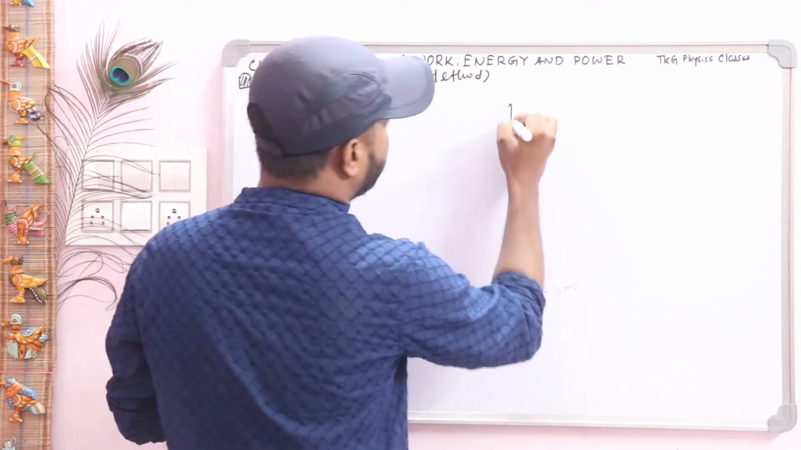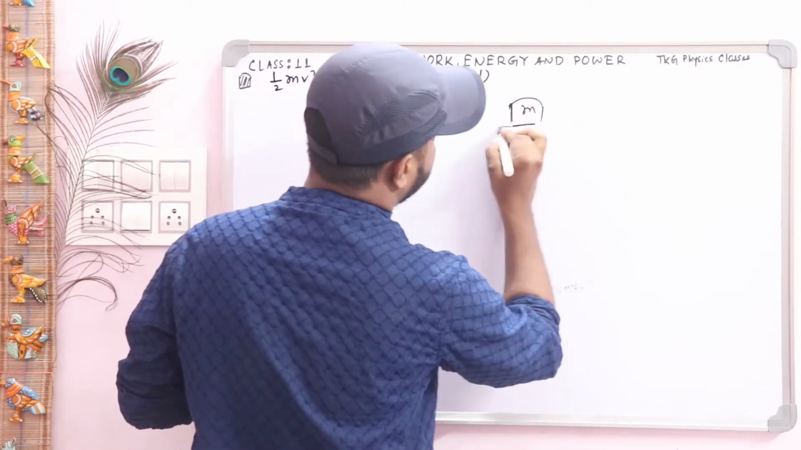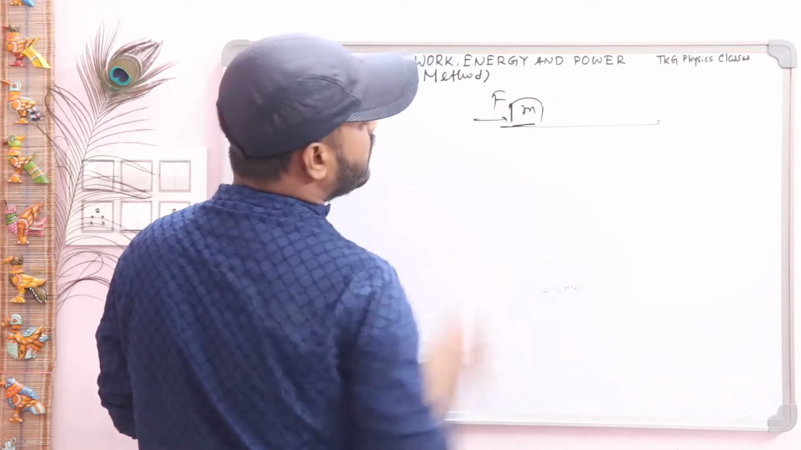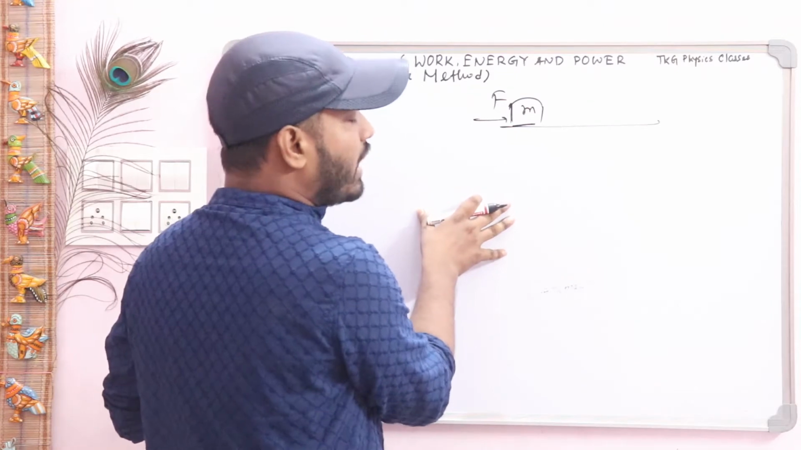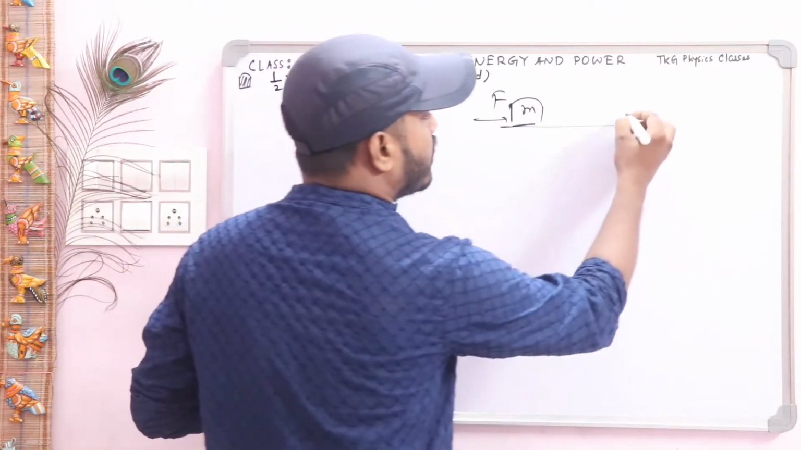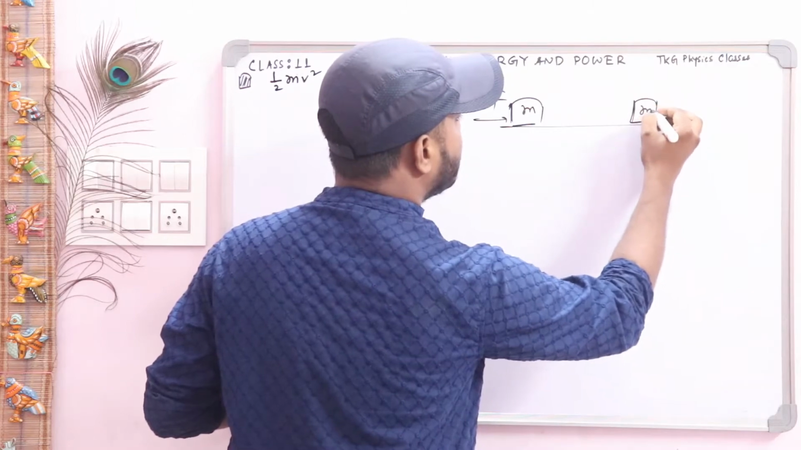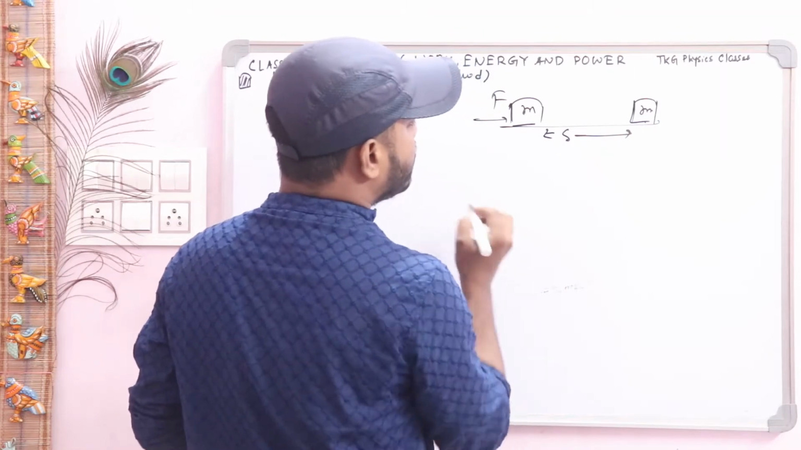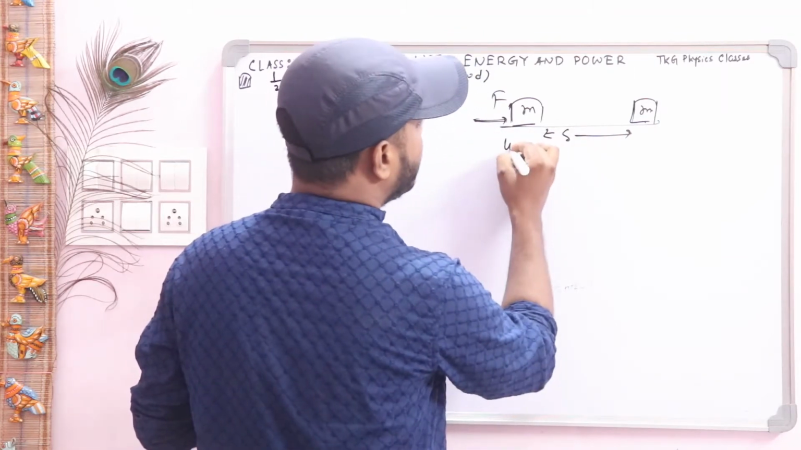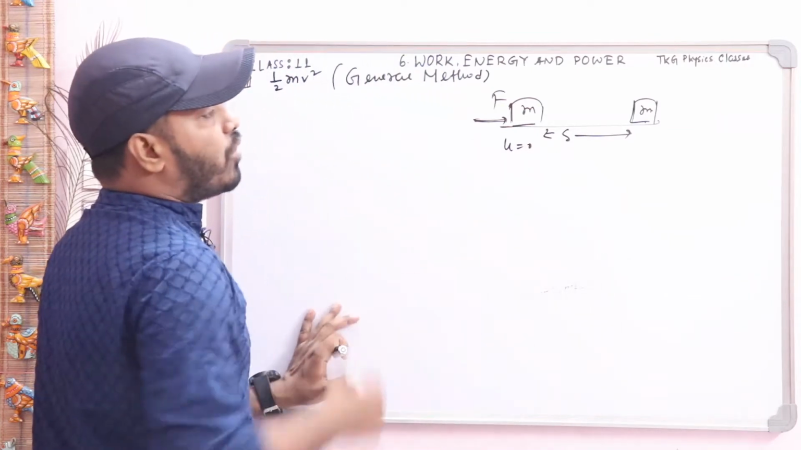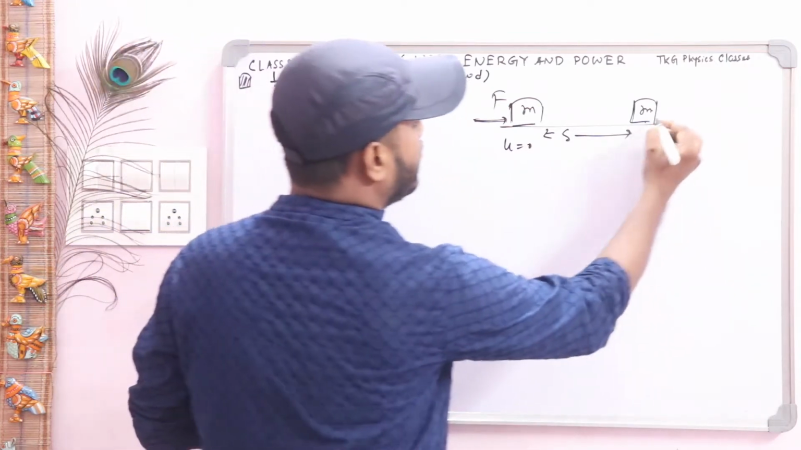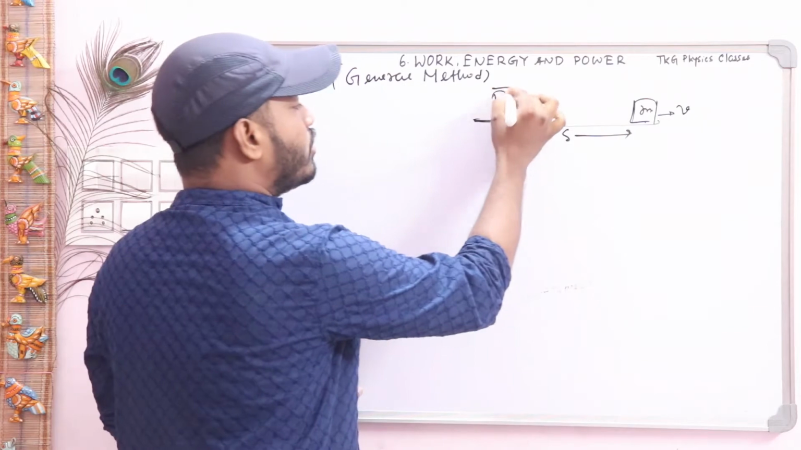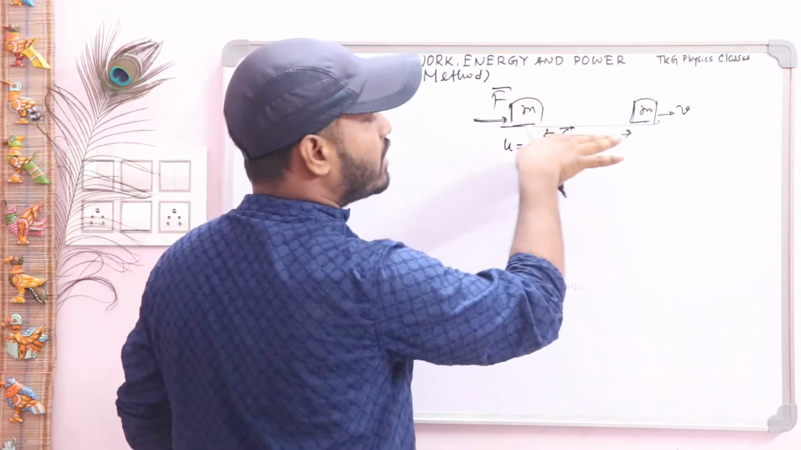So suppose a body of mass m is placed on a horizontal surface and a force F is applied on the body, and for this case the body is moving along the direction of force. Suppose after time t the body's new position is here. So this is the displacement, and suppose the body is initially at rest, so initial velocity u is 0, and after some time the body attains final velocity, which is named as v. Here the body is moving with velocity v, and the direction of force and the direction of displacement is the same.